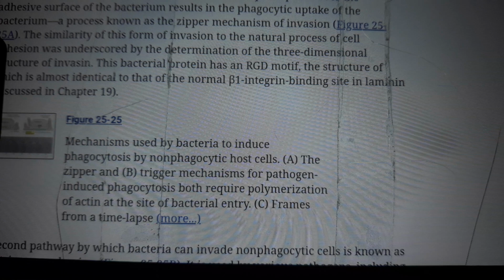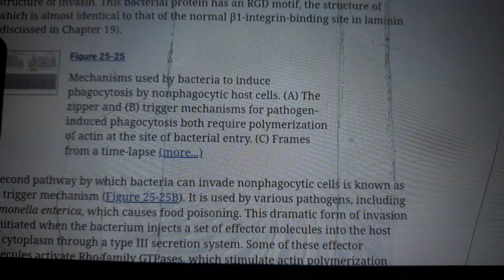And the similarity of this form of invasion to the natural process of cell adhesion was underscored by the determination of the three-dimensional structure of invasin. This bacterial protein has an RGD motif, the structure of which is almost identical to that of the normal beta-1 integrin binding site in laminin.